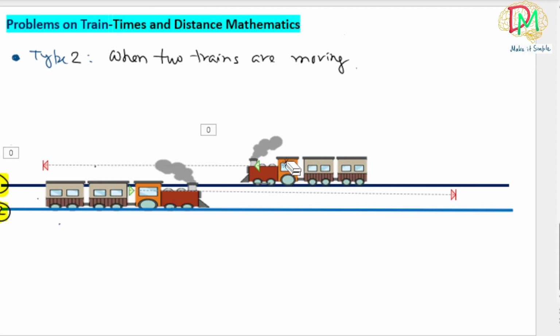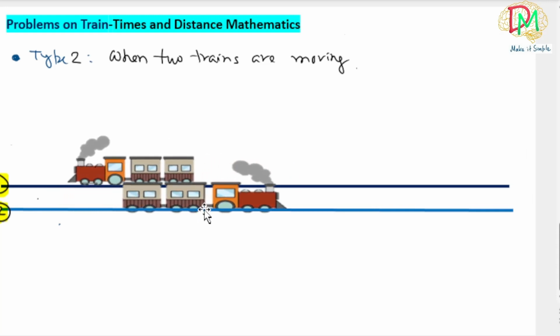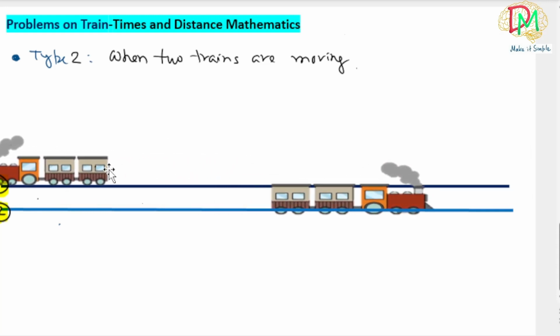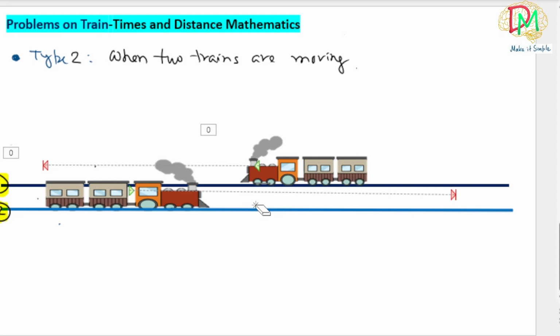Now we learn about two trains moving in opposite directions and crossing each other at different speeds. Look at this animation. When they cross, what happens? If the observer is sitting in either the first train or the second train, he observes that the other train just crossed his train very fast. So its speed becomes higher than the actual speed. Why does this happen? Due to the relative motion.